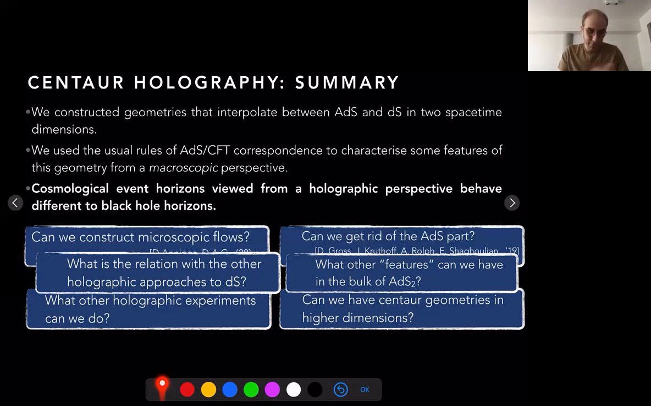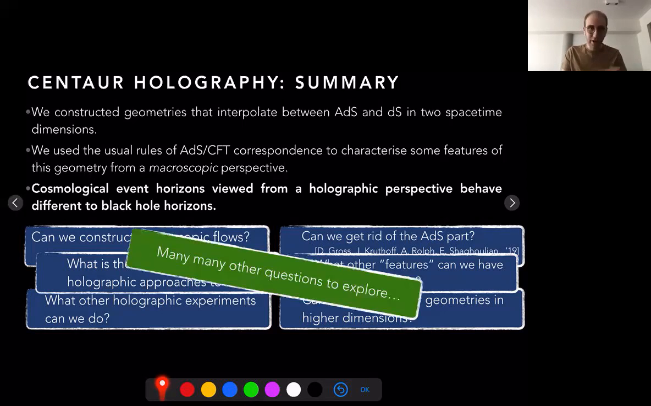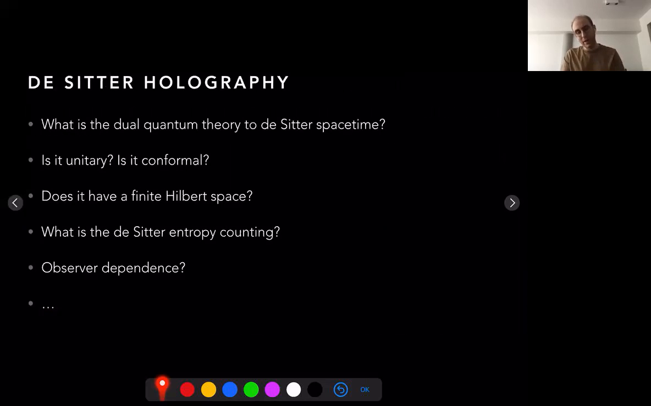All right, so this is basically a summary of this idea of gluing dS into AdS in 2 dimensions. There are many questions to explore, and we hope that eventually this will give us some insight into the real questions about de Sitter holography. What is the dual quantum field theory? Is it unitary? Is it conformal? What's the Hilbert space? Is it finite? What's the de Sitter entropy counting? What about observer dependence? And the many other questions that arise when talking about holography in de Sitter.